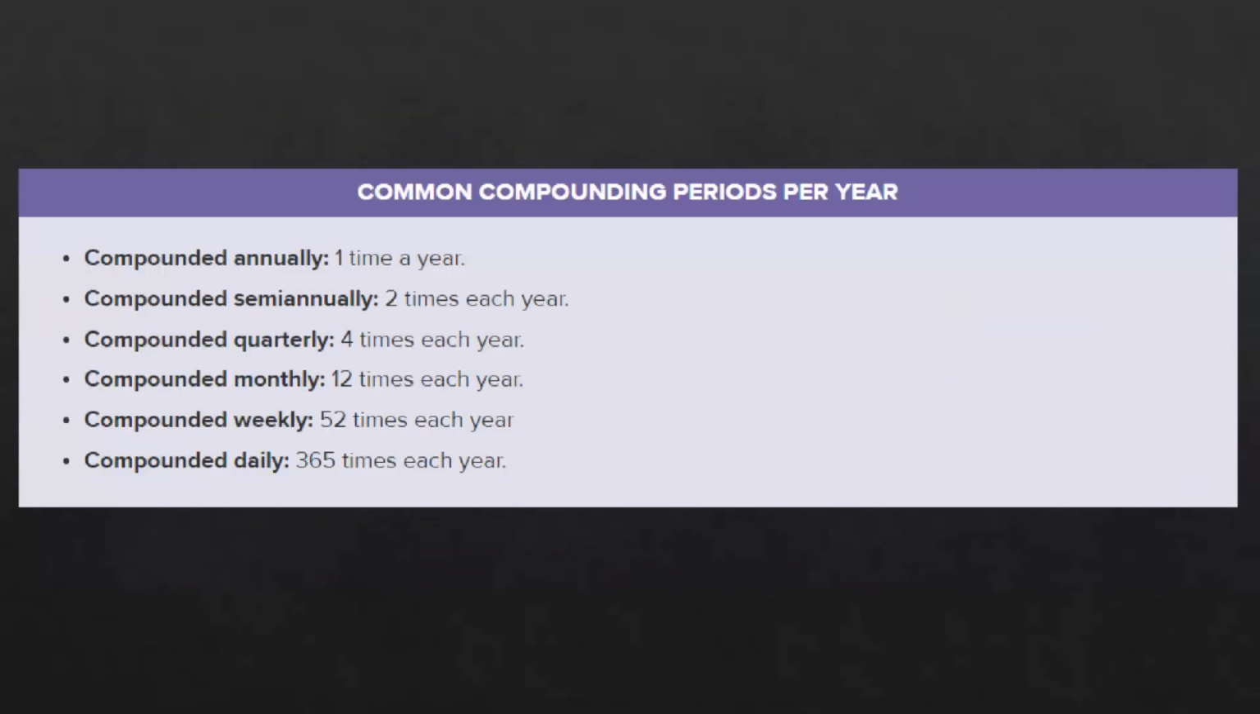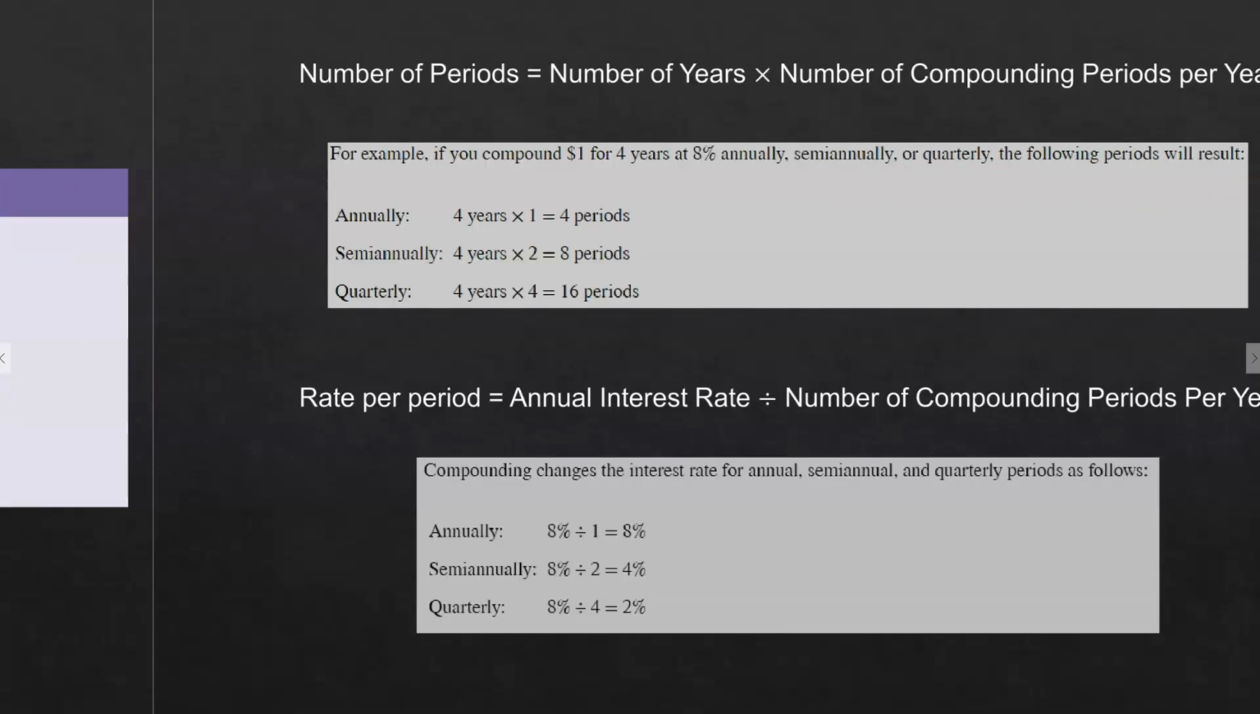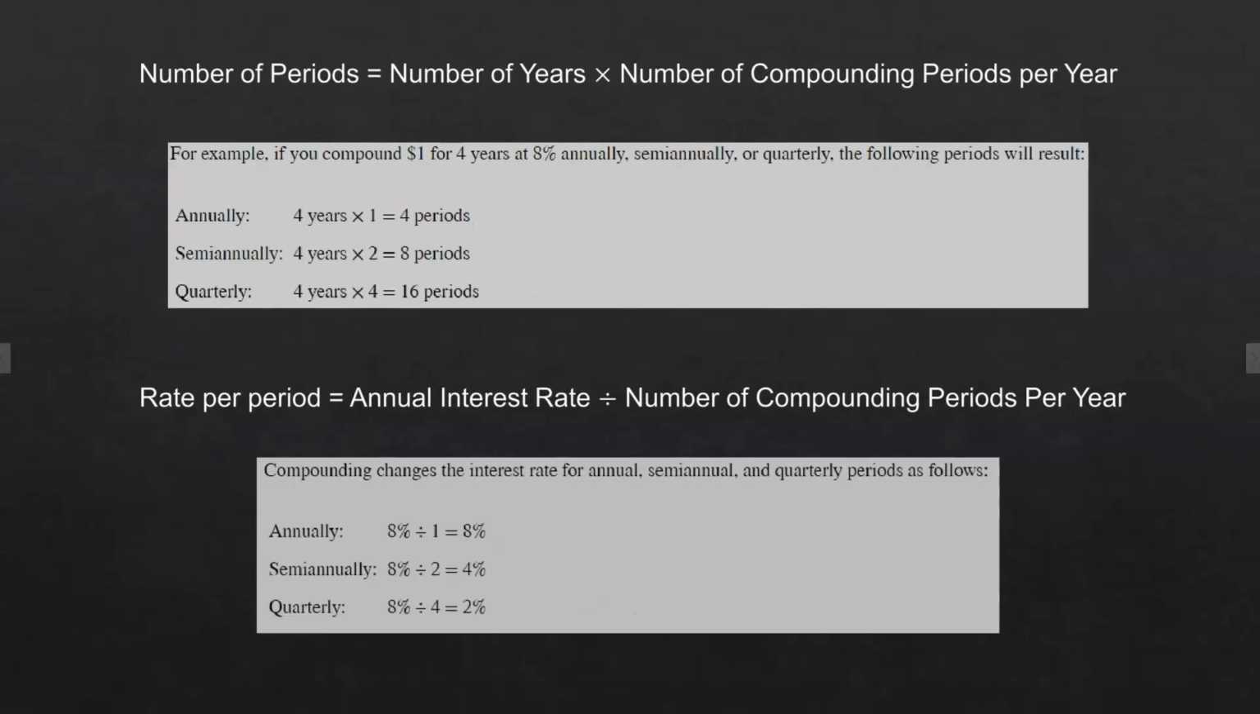This is a chart of our common compounding periods per year. If it's compounded annually, that means once a year, semi-annually 2 times per year, quarterly 4 times, monthly 12 times, and weekly and daily we don't really do much with, but it is possible to be compounded weekly or daily. And that means interest is compounded and added into the account. The number of periods is basically how many times the interest compounds.